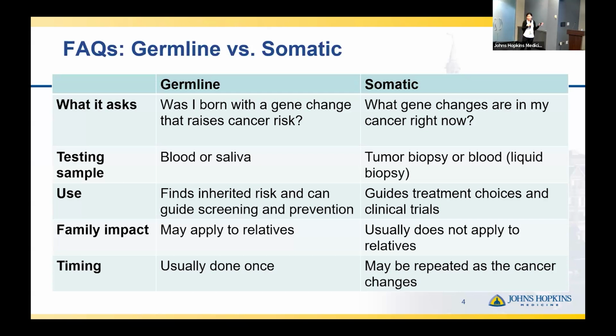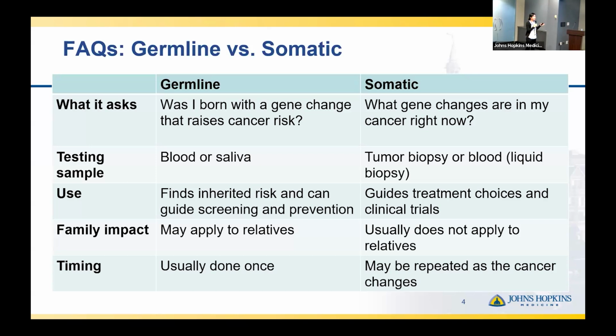The testing is different between the two. To test for germline mutations, that's typically on a saliva or sometimes on a blood sample, whereas somatic mutation testing occurs on the tumor tissue itself. And now more and more through blood, what's called a liquid biopsy, which is looking at tumor DNA that's shed into the bloodstream that can sometimes be picked up on a blood sample.